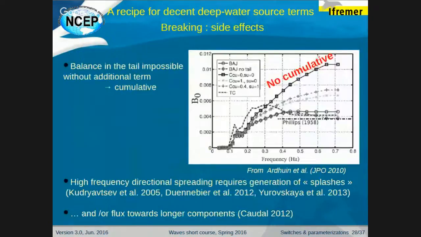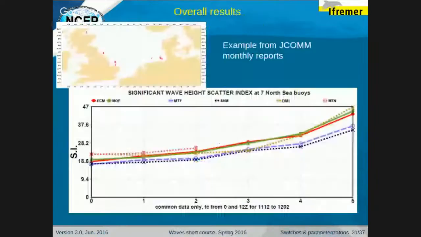All right, so I showed you that before, cumulative, and so in the end, these are typical monthly reports from ECMWF. This is a scatter index for all the forecasting centers. For the North Sea buoys, it's ECMWF in red, UK Met Office, Météo France. This is our model here, the Danish Met Office, and I don't know what MTN is.